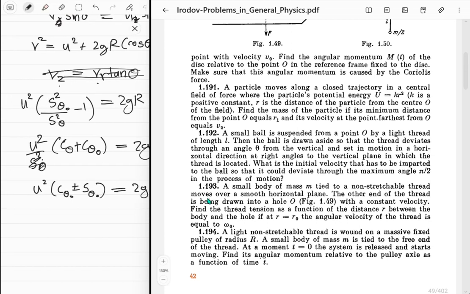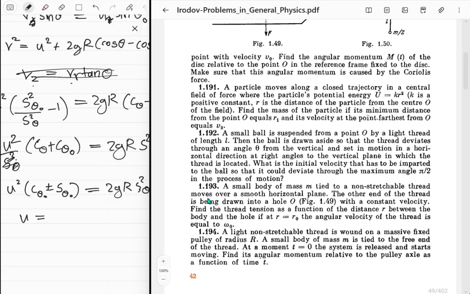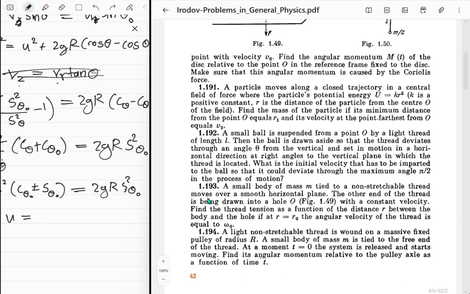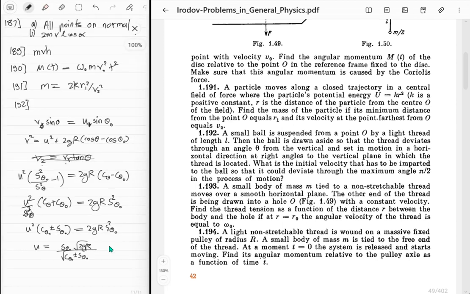So for this to actually deviate by pi upon 2, what should happen is that u should be, I'm going to take that out anyway, sine theta naught, which is positive by the way, because theta naught is an angle between 0 and pi, so positive sine. And then you got square root of 2gr upon square root of cosine theta naught plus minus sine theta naught. And in the end, instead of theta naught, we'll just use theta. So there we go, you got our answer.